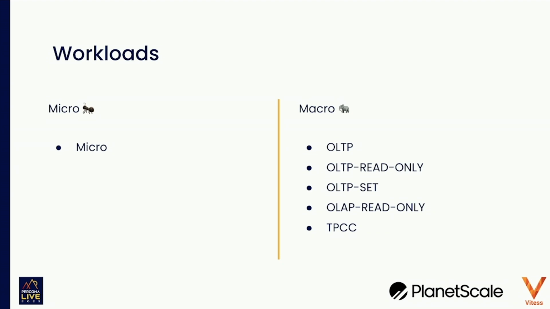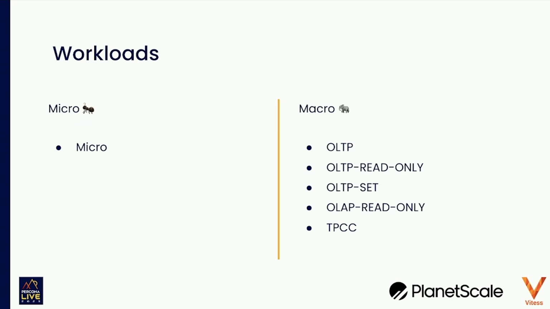And then the macro, we have 5 different types. OLTP, which is basically the same as a normal transactional website. We have OLTP read-only, so we don't insert anything within the benchmark. And then OLTP set, which is going to use reserved connections. OLAP read-only, same thing as OLTP read-only. However, it's using streaming instead of non-streaming requests. And then we have TPC-C. TPC-C is a famous benchmark of the TPC family.